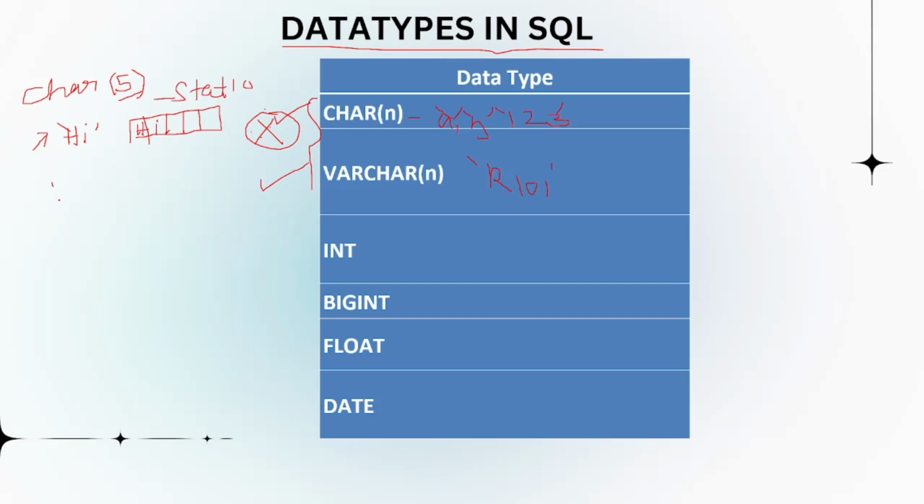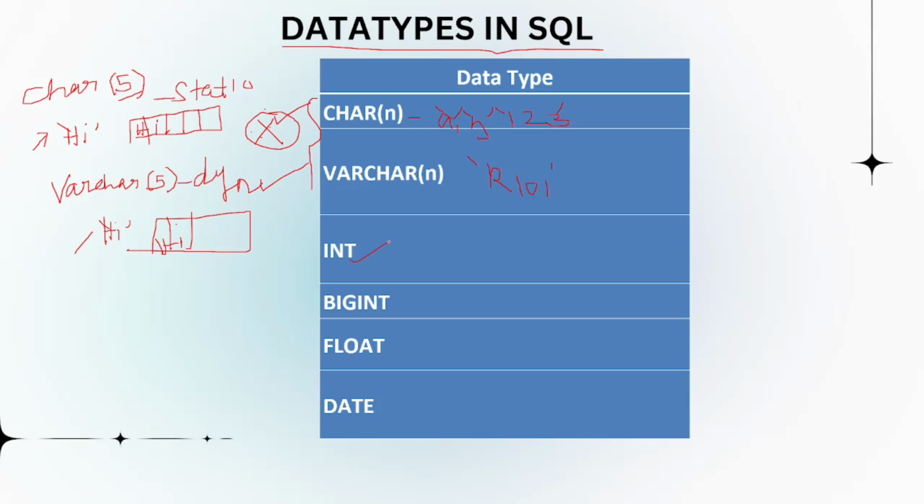But what about varchar? Varchar of 5, when I give it, what will happen? The memory will be dynamic memory allocation, which means if I give the input as hi, only 2 spaces will be allocated in the memory. The remaining spaces will not be padded. They will be utilized for another purpose. So that is the main difference between char and varchar. Char is static memory allocation. Varchar is dynamic memory allocation.